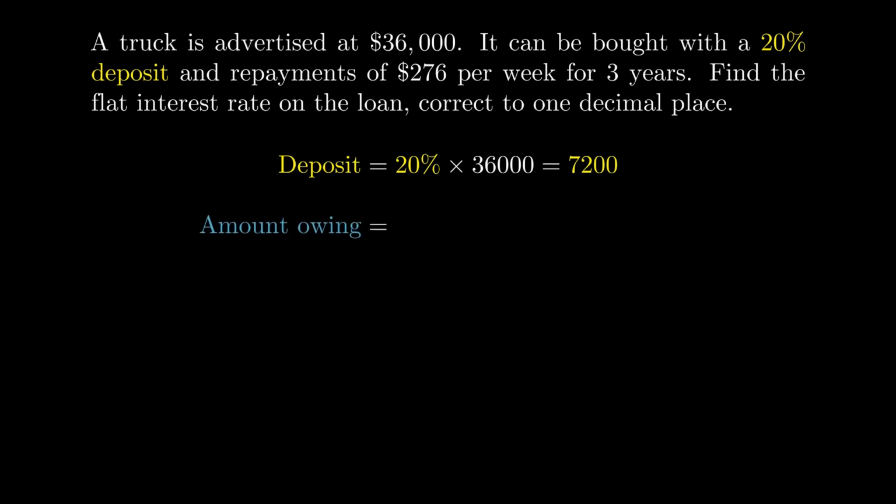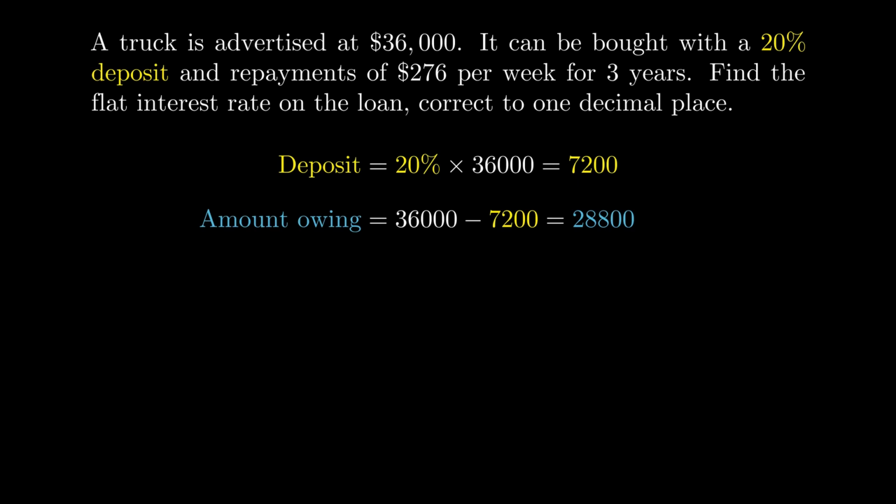So how much are we owing then? Well, we can subtract to see how much is left over for us to have to pay. And that gives us $28,800. So the important thing is that number will become our initial value for interest calculations because that's the amount we're borrowing, not the whole $36,000. Okay, we're only charged interest on what we owe.